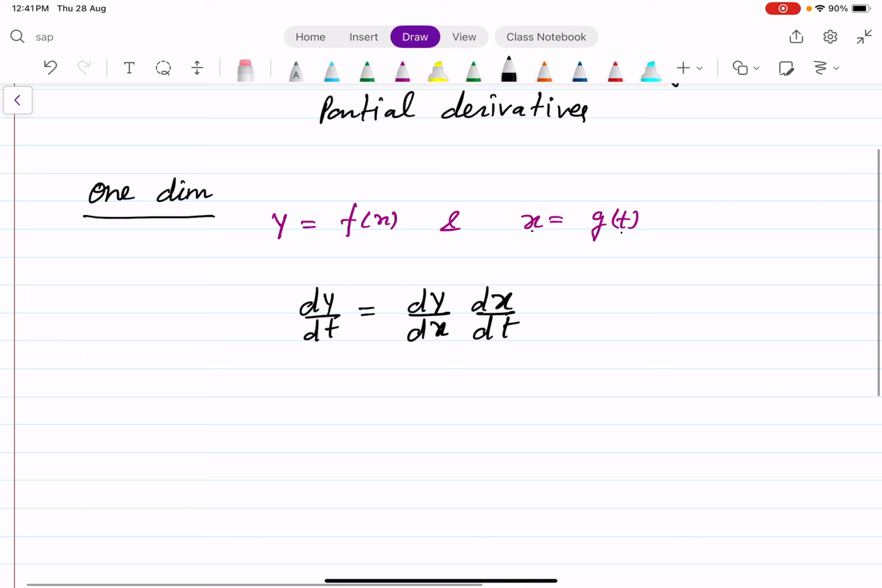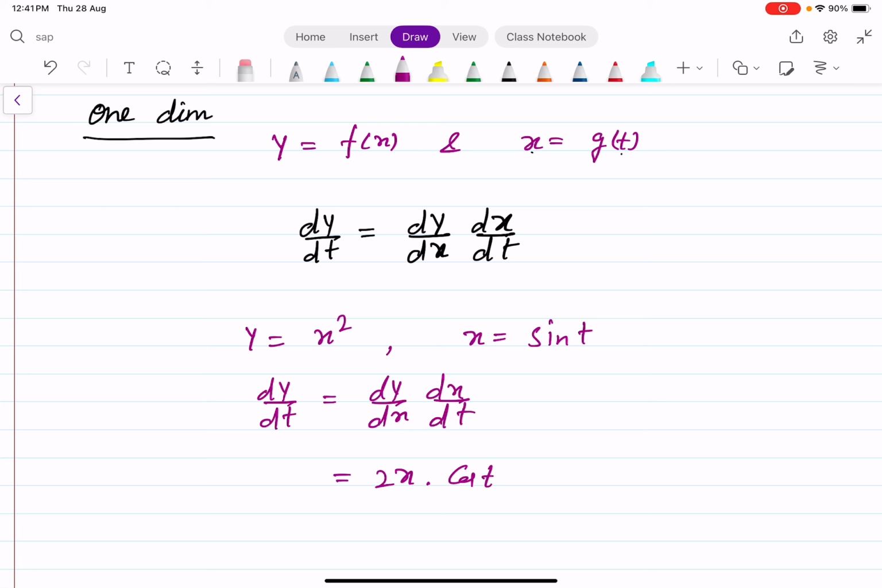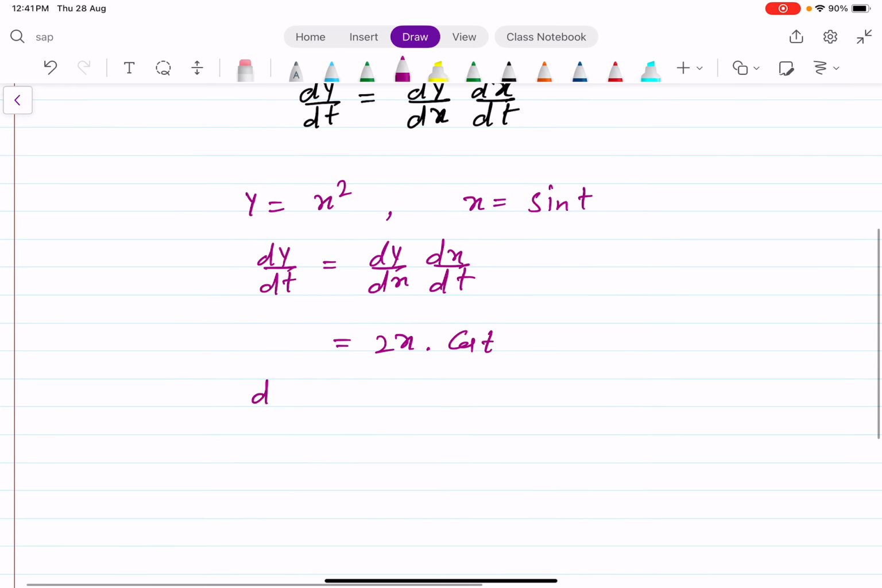Let us take an example like y equal to x square and x equal to sin t. And we want to compute dy/dt. So it is equivalent to dy/dx and then dx/dt. So what is the value of dy/dx? It is 2x. And dx/dt is what? cos t.